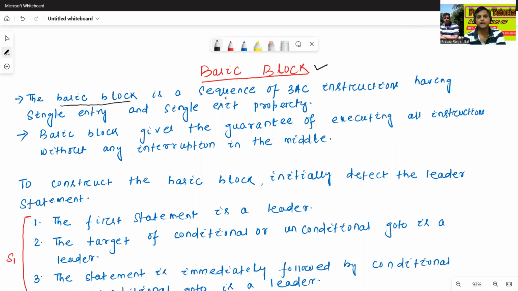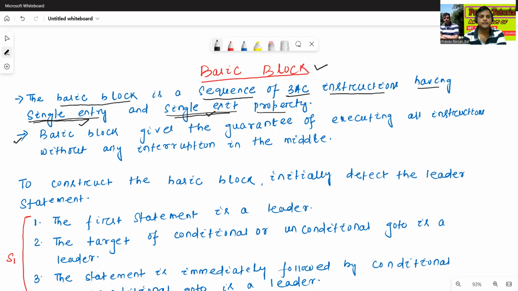The basic block is a sequence of three address code instructions having single entry and single exit property. This is very important. Single entry and single exit property. How we'll construct the basic block, later we'll see.